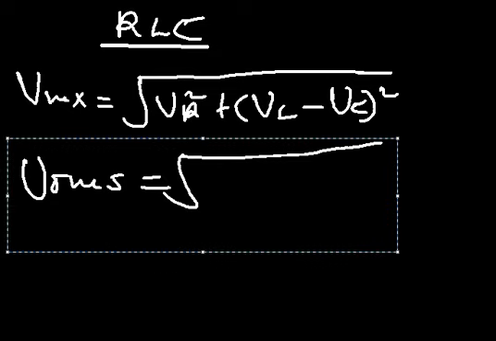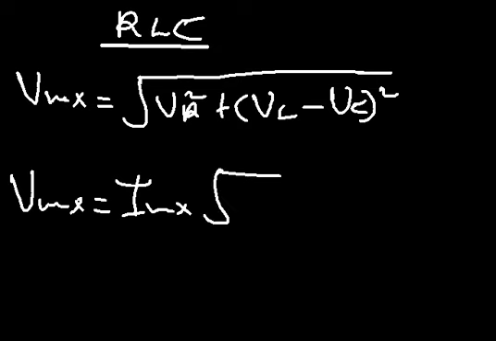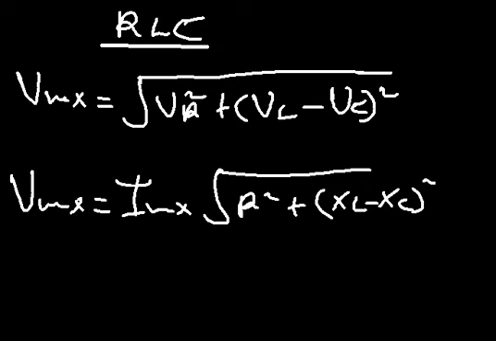And how about the impedance? What would be the impedance of the circuit? Before I go to the impedance, I should write another formula you can use to have the maximum voltage. Using Ohm's law, the maximum voltage can also be given as Imax times the square root of R squared plus XL minus XC, all squared. So this is another form you can use to have the maximum voltage.